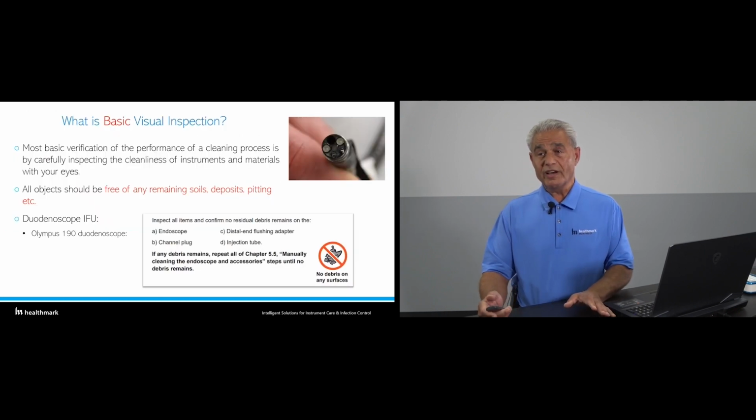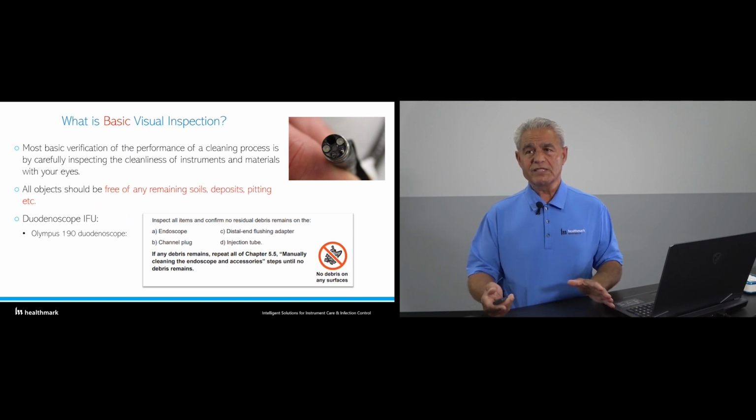So overall, what is basic visual inspection? It is the most basic verification of performance of the cleaning process, by carefully inspecting the cleanliness of instruments and materials with naked eyes. And overall, all objects should be free of any remaining soil, deposit, pitting, and debris.